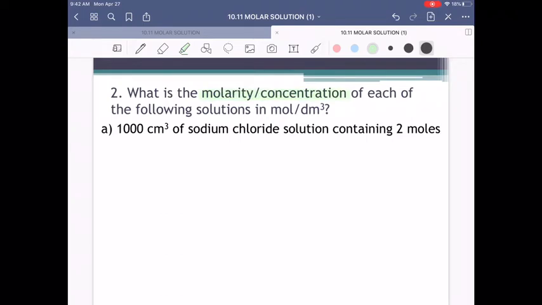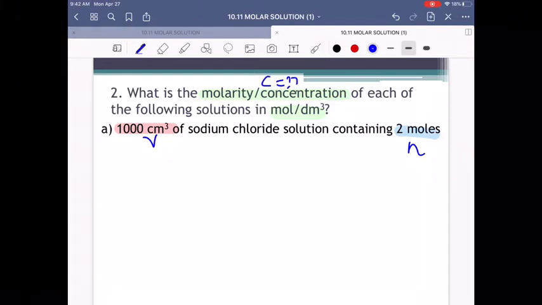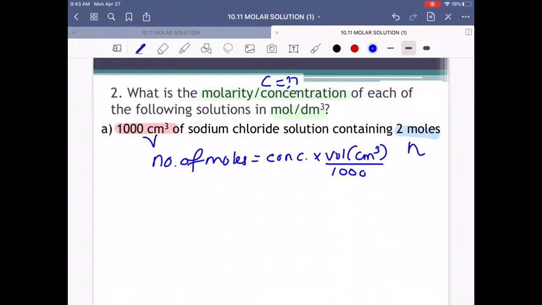Molarity, you must have volume in dm cube, so 1000 centimeter cube and 2 moles. So let's label here. This is your volume, this is your number of moles. Your concentration is unknown, so I'm going to put a question mark here. Your famous formula is number of moles is equal to concentration times volume, which in this case is in centimeter cube, you need to divide with 1000.